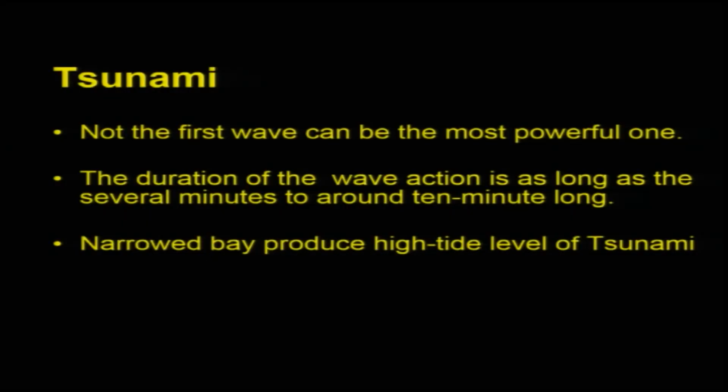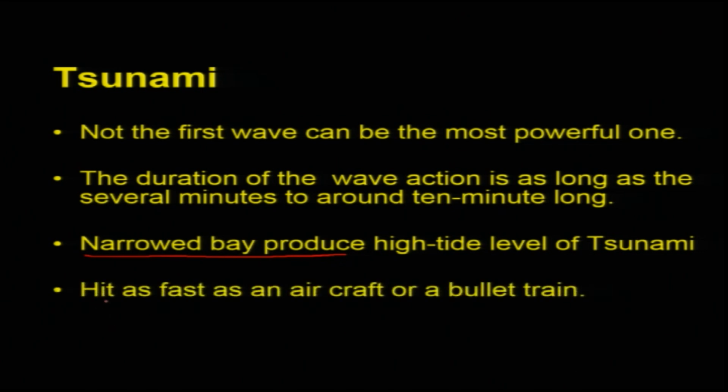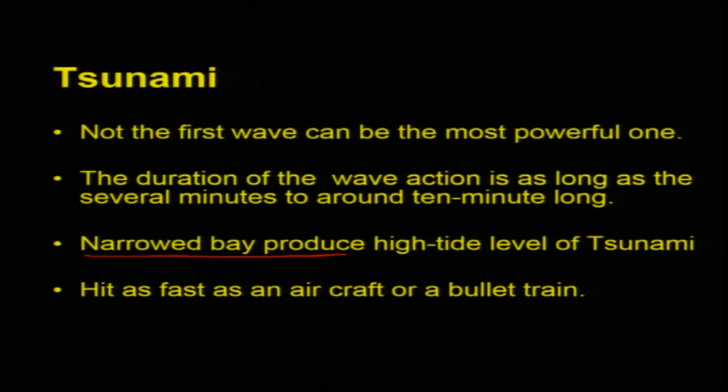Now, narrowed bay levels of tsunami. The configuration of the coastline will play an important role. When we prepare the inundation maps, such features or landforms are targeted, where we can have the high tide level of tsunami because of its topography. It hits as fast as an aircraft or bullet train. So, the energy and the velocity are much higher as compared to the normal sea waves.